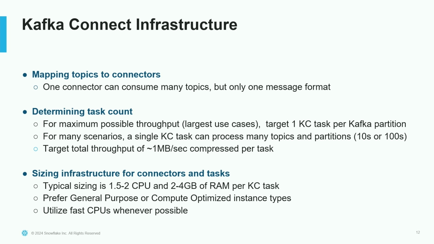Task count, for us, Keith mentioned we are currently today running 1 task per Kafka partition. That's a best practice. We see the biggest performance from doing so, and this basically allows us to have the highest throughput we can get.